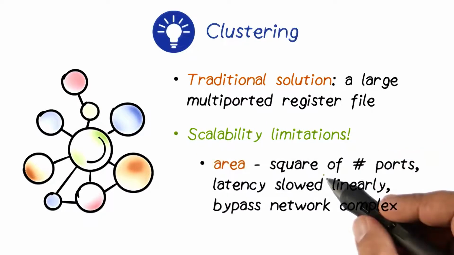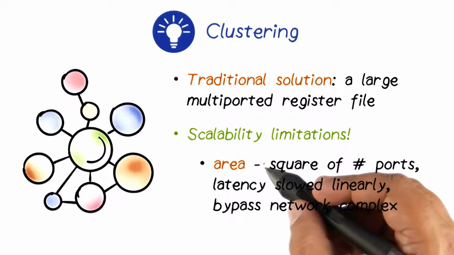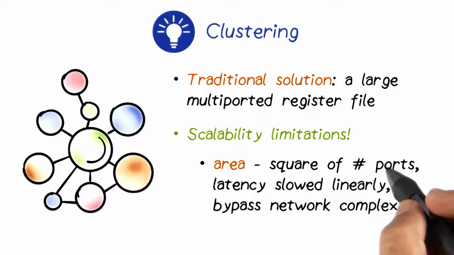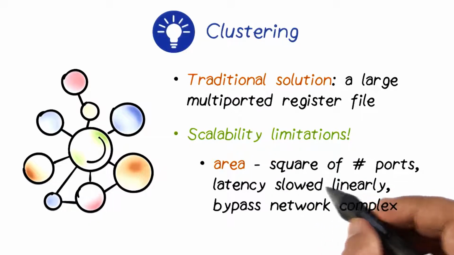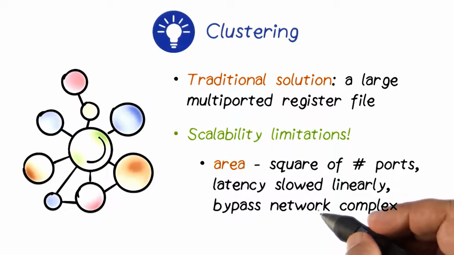In other words, as the data requirements grow, the number of ports grow. The area of the register file therefore grows as the square of the number of ports. The latency slows linearly, and the bypass network that is needed becomes very complex, in fact quadratically complex, as the number of ports grow.